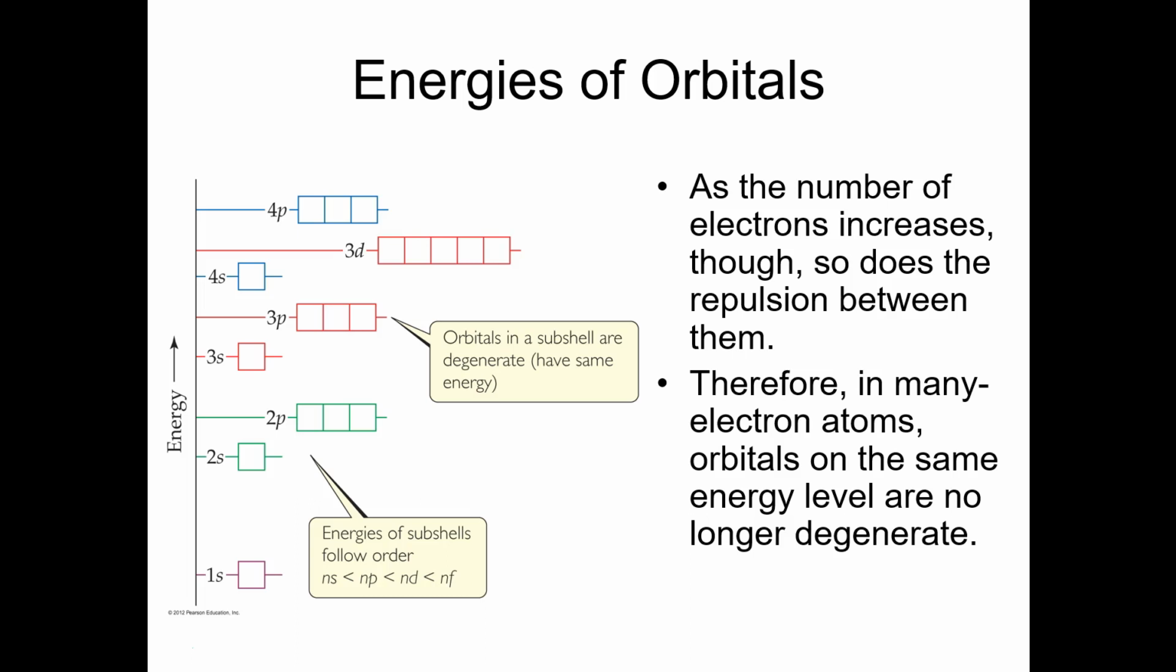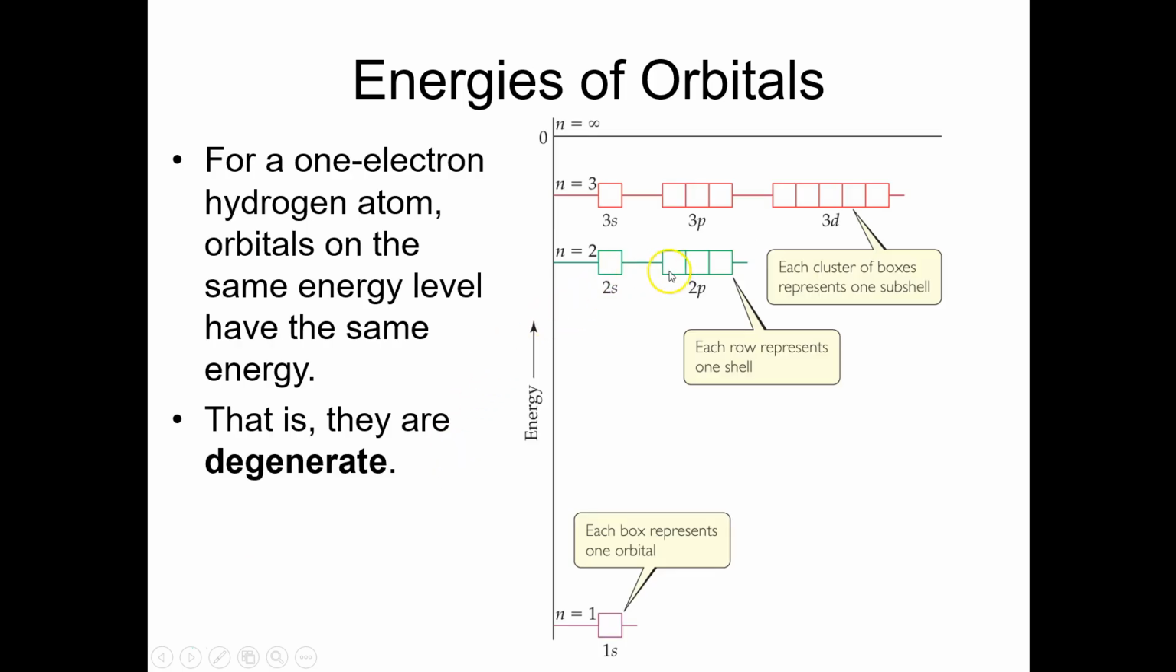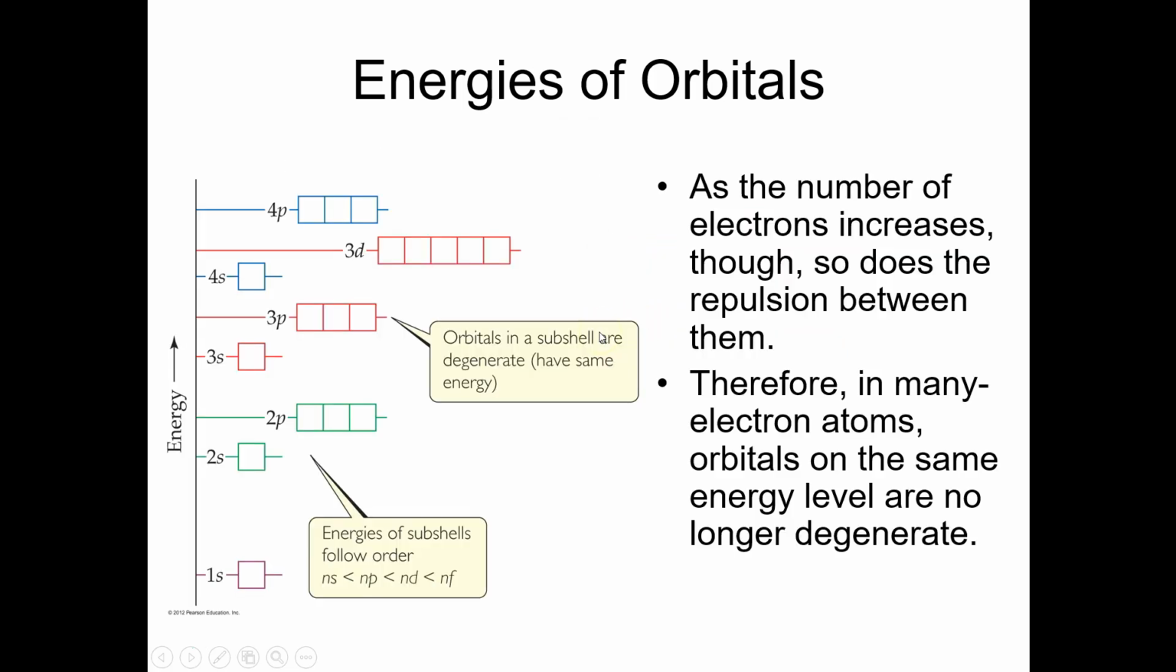That changes when you put more than one electron into an atom. What that has the effect of doing is taking these subshells that are degenerate in the hydrogen atom and splitting them apart in energy. The s orbital goes to a lower energy, and the p orbital goes to a higher energy. So once we put more than one electron into the atom, it splits the energy of the 2s and the 2p. The 2s goes lower, the 2p goes higher.